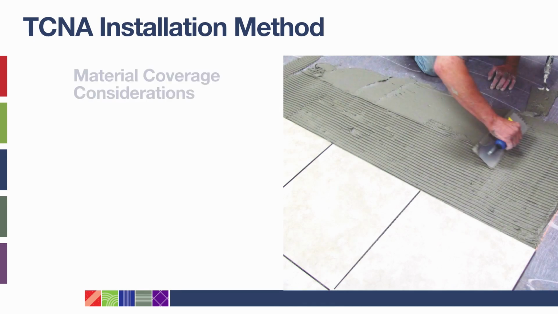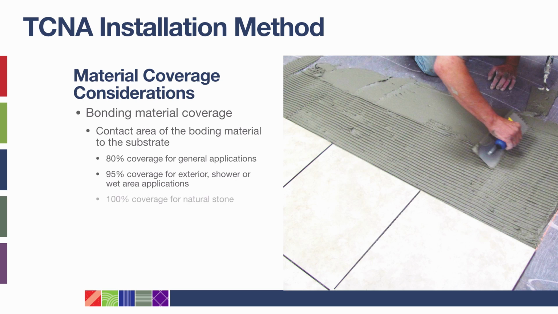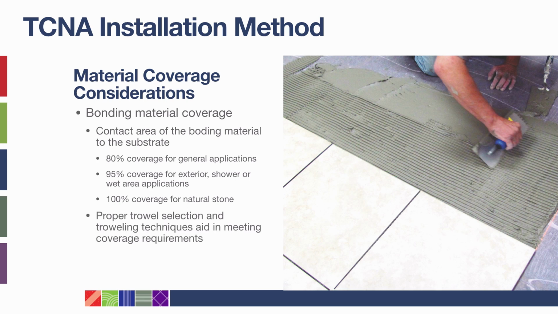Industry standards for proper coverage apply to large format tile. Coverage refers to the contact area of the bonding material to both the tile and the substrate. Average coverage for tile should be at least 80% generally, and increases to 95% in exterior, shower, or wet area installations. Natural stone, however, requires a coverage area of 100%. Proper trowel selection and troweling techniques aid in meeting these requirements.